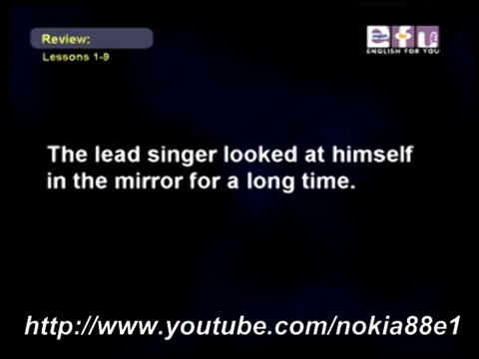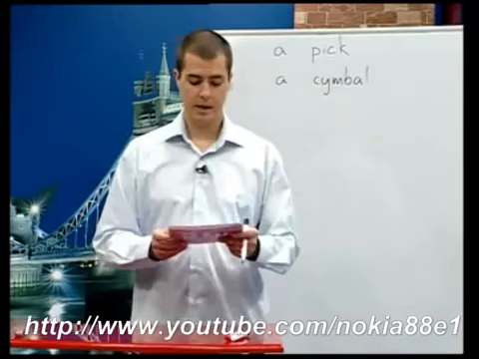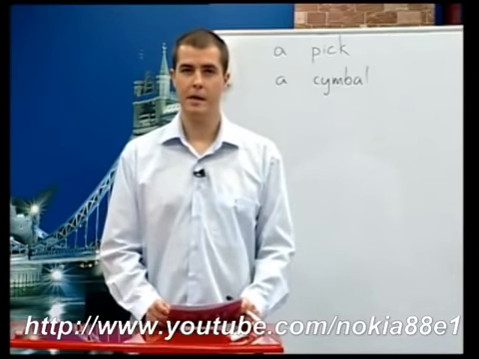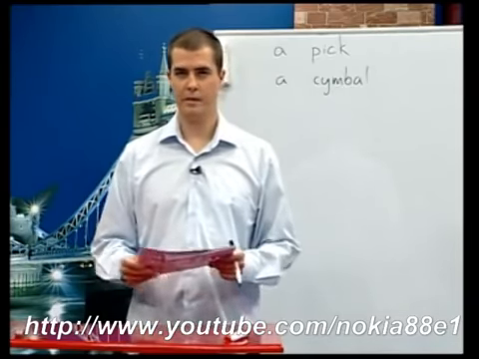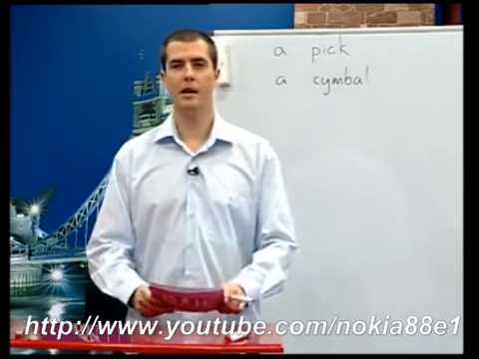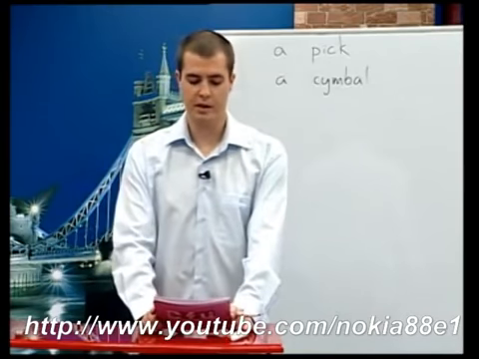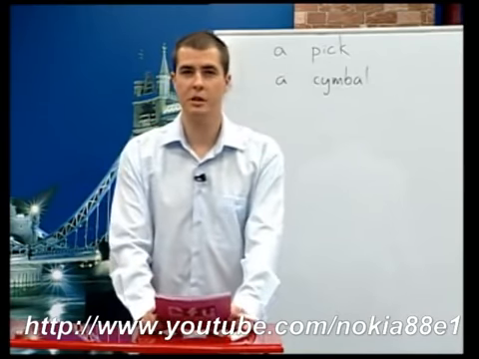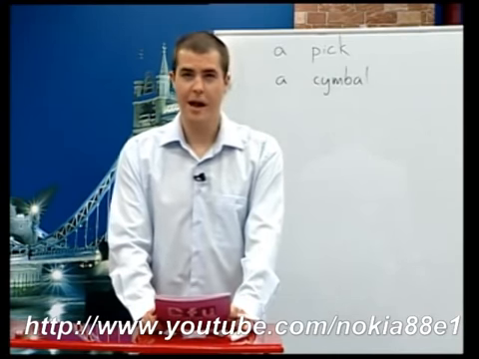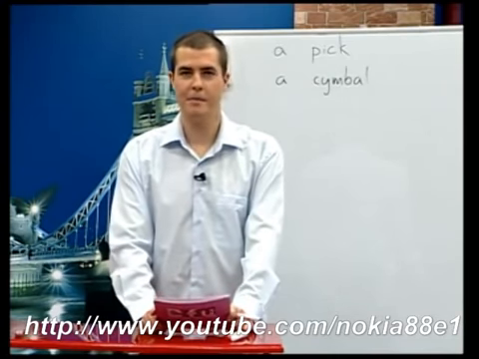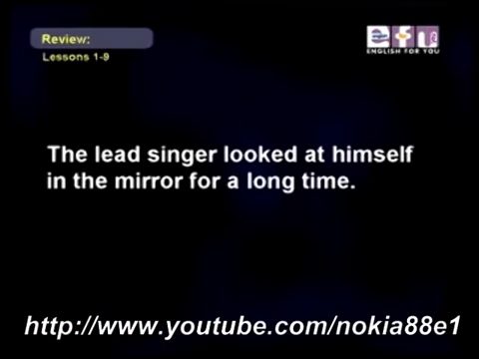Next sentence. The lead singer looked at himself in the mirror for a long time. Now, in this sentence, himself is a reflexive pronoun. A reflexive pronoun is used as the object of a verb or preposition when the subject and the object are the same person or the same thing. So in that sentence, the lead singer and himself are both the same person. The lead singer is looking at himself.